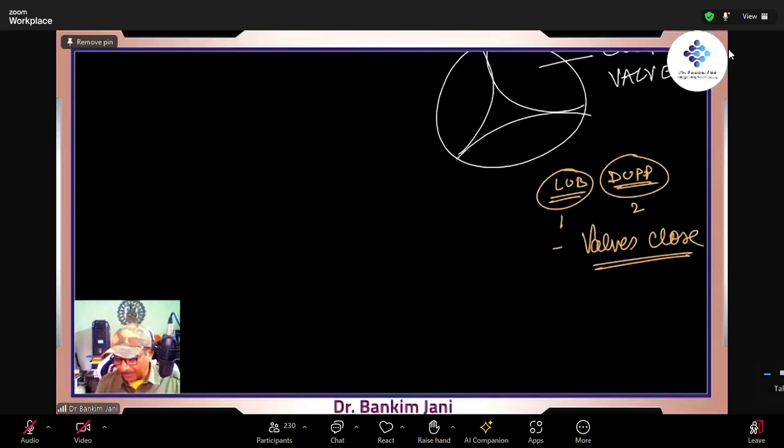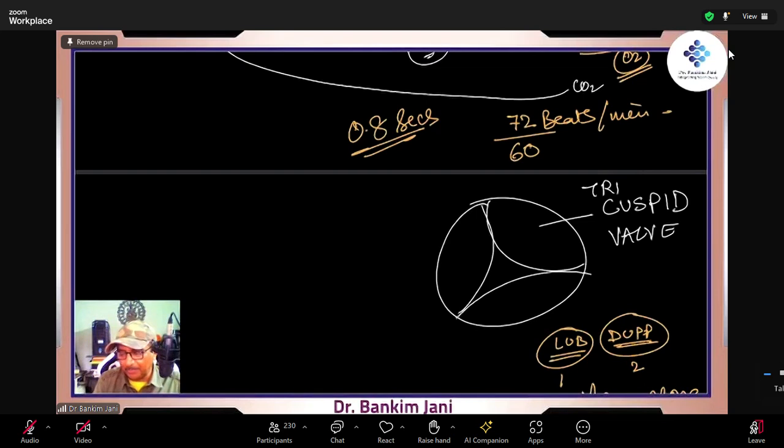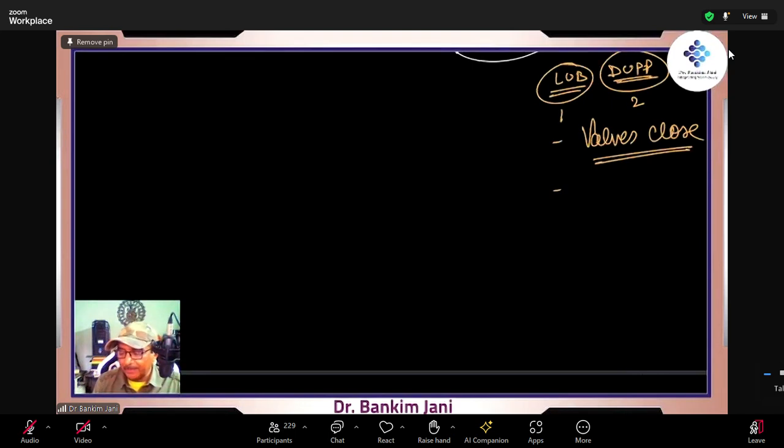But there is something called the murmur, right? It is 60 by 72, that's 72 beats per minute. So in 60 seconds, it will be 60 by 72, and that will be required. So coming back to this, when the valves close, at that point the sound is produced. When the valves open, there is no sound, correct? There is no sound.